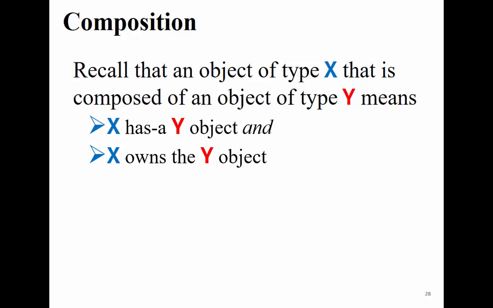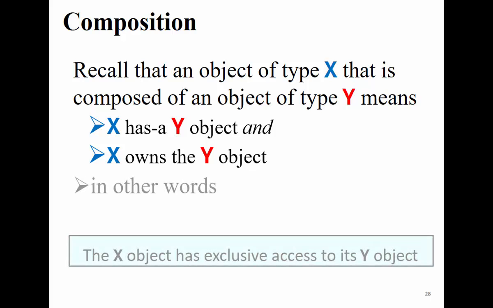No one should see Y; it should be hidden inside. If one asks for Y, it will create a new copy of the status and ship it back to the client who asked for Y. So in other words, the X object has exclusive access to its Y object. Simply, you can imagine you and your cell phone. What kind of relation is there between you and your cell phone?